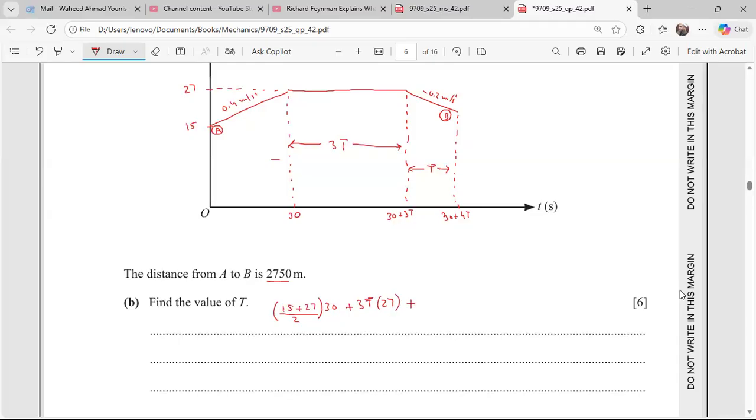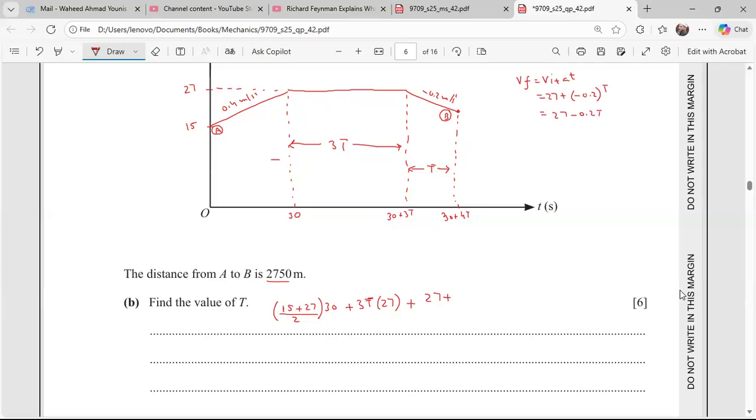Okay, plus again we have a trapezoid. So the area of this one is going to be 27 plus... Okay, what is the speed over here? You remember Vf equals Vi plus At. So initial speed was 27, plus acceleration is minus 0.2 meter per second square, and the time is capital T. So this comes out to be 27 minus 0.2 T.